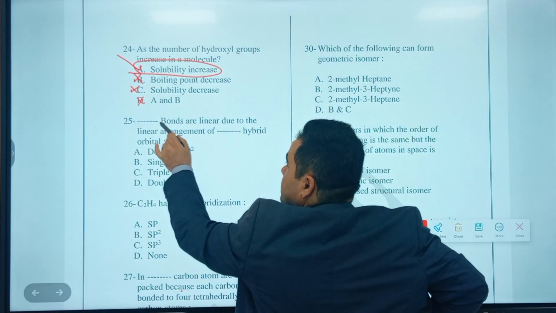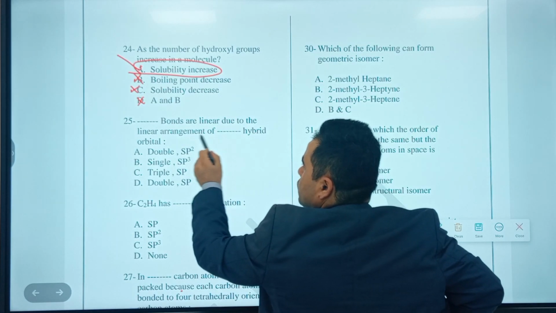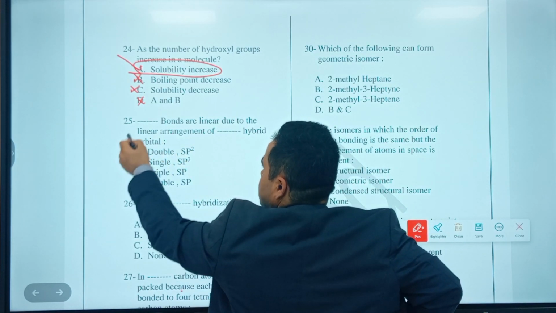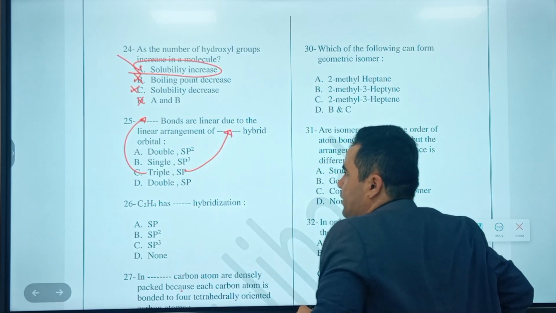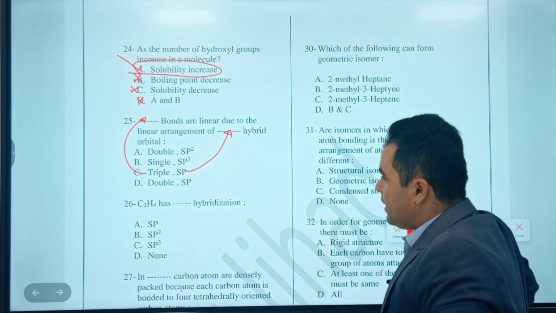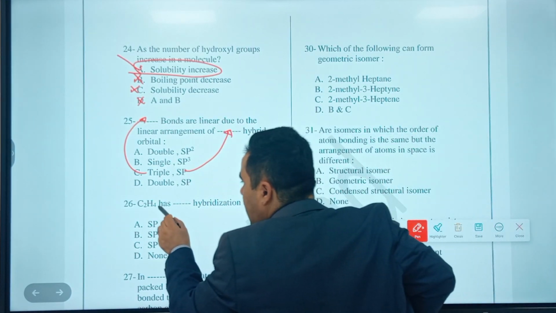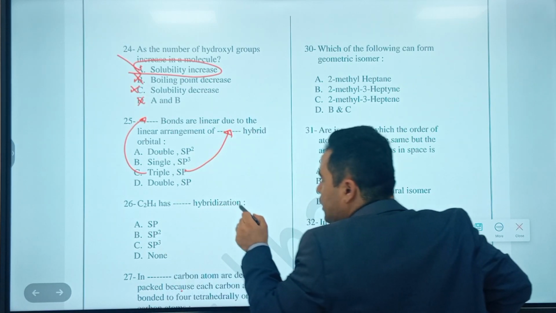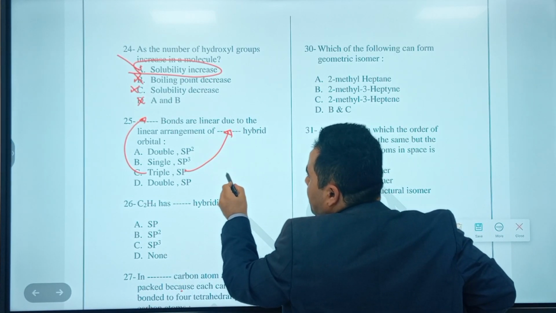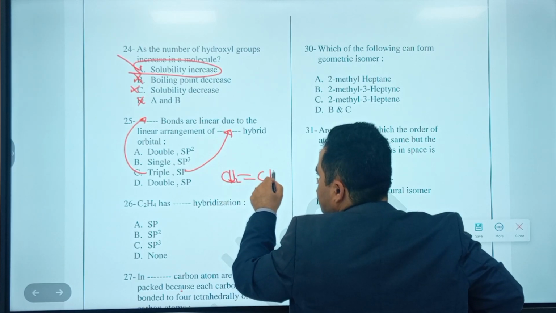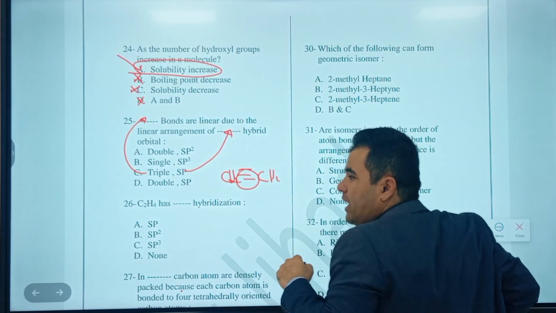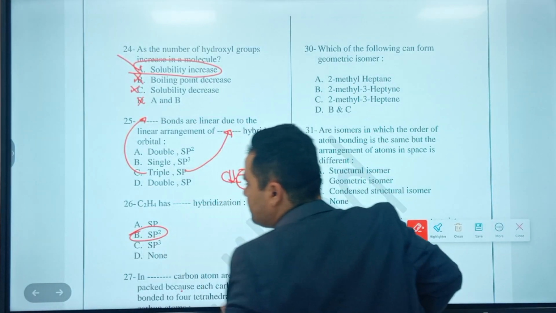Blank bonds are linear due to linear triple bonds, and then due to sp hybridization. C is the correct answer. C2H4 is a double bond, guys. This is C2H4, CH2, CH2. A double bond has sp2 hybridization.